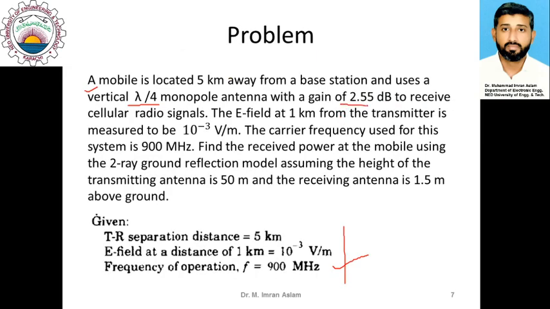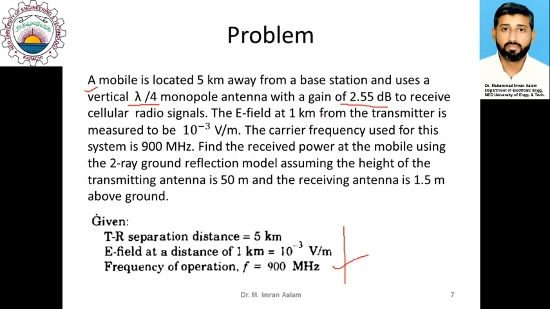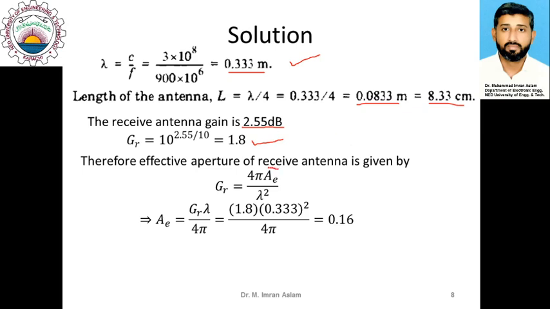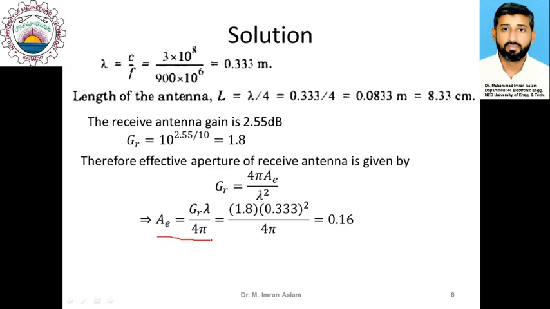Second, you should note that the gain of the receiver antenna is given, which is 2.5 dB. So we can use this value to convert it into a fractional, non-dB value. GR is actually 10 raised to the power 2.5 divided by 10, which is 1.8. Because we know the gain of the receive antenna and the operating frequency, we can use this relationship to estimate the effective aperture of the antenna. If you recall, we have discussed the relationship between antenna gain and effective aperture, which is also reproduced here.